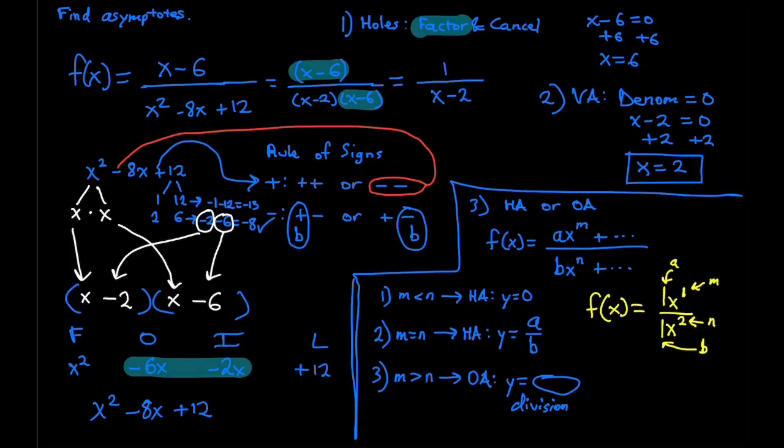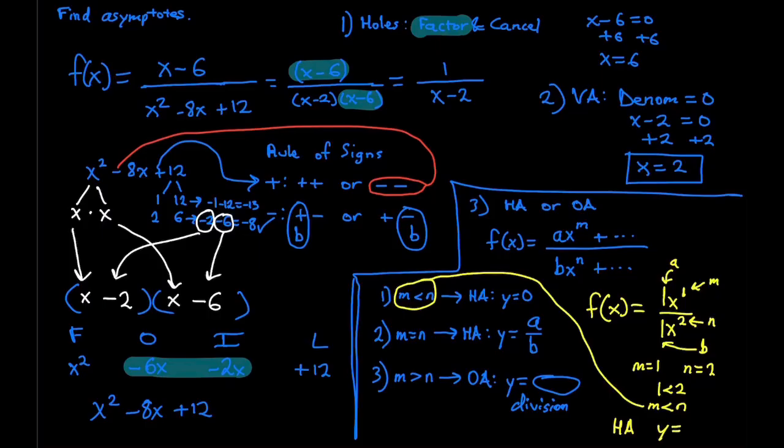And what you're looking at is, which one is higher? m is a 1, n is 2. Because 1 is less than 2, m is less than n. That means that we have this case, where m is less than n, which means we have a horizontal asymptote, and the equation is automatically y equals 0. In this case, because we found a horizontal asymptote, there's no oblique asymptote.